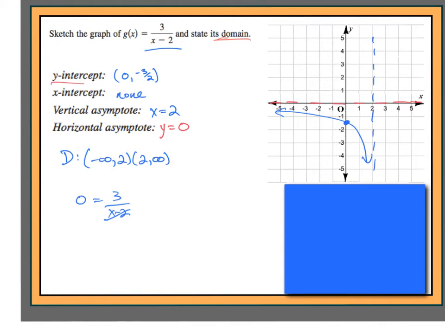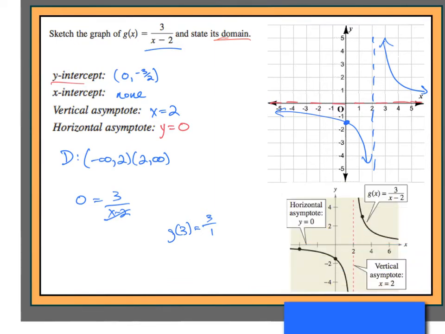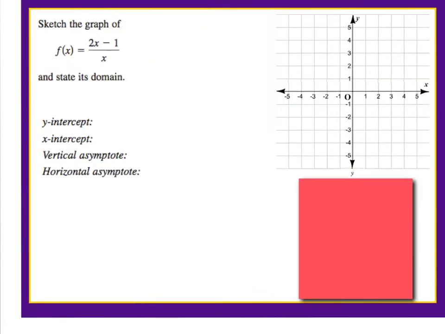So this is when I test something. So I need to test something to the right of 2. So let's pick 3. So if I substitute in 3, if I find g of 3, what would I get up top? 3 over 1. So is that above or below y equals 0? It's above. So I'm sketching it above.